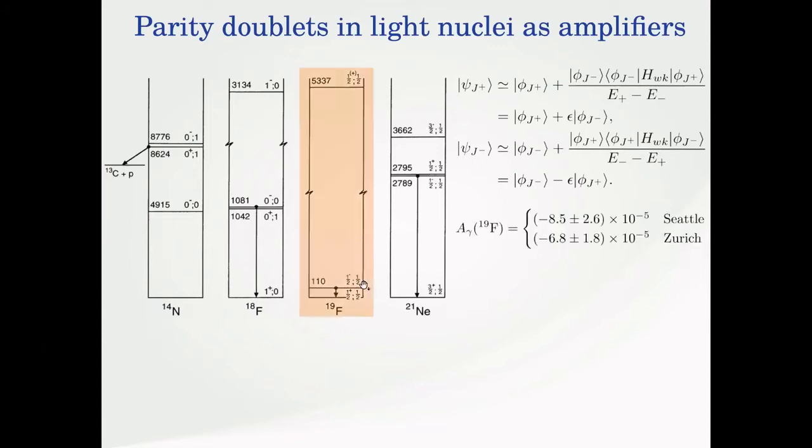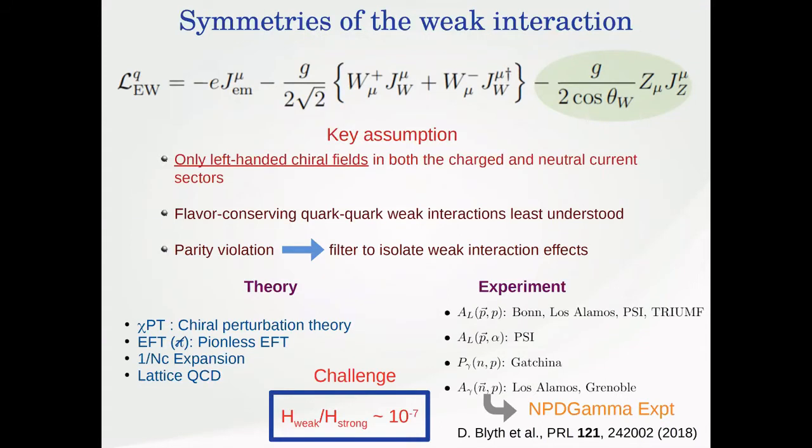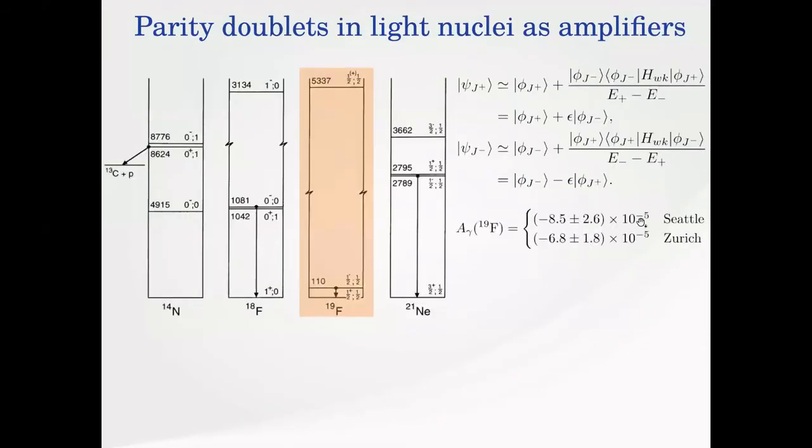And here you will see this has been a measurement in fluorine 19, two measurements, and you can see it's more than a factor of 10 compared to what we had expected here. Here it was 10 to the minus 7. Here we see an enhancement. Our signal is roughly 10 to the minus 5.